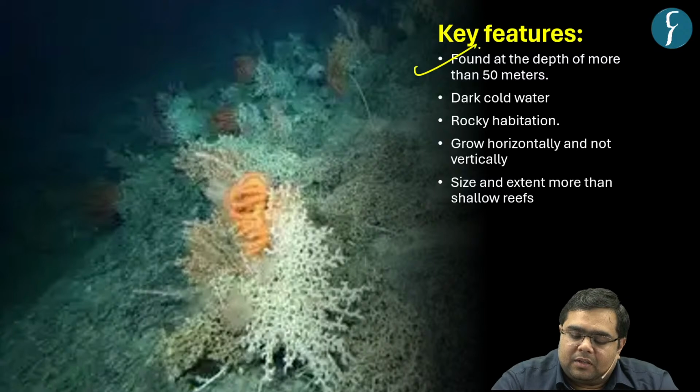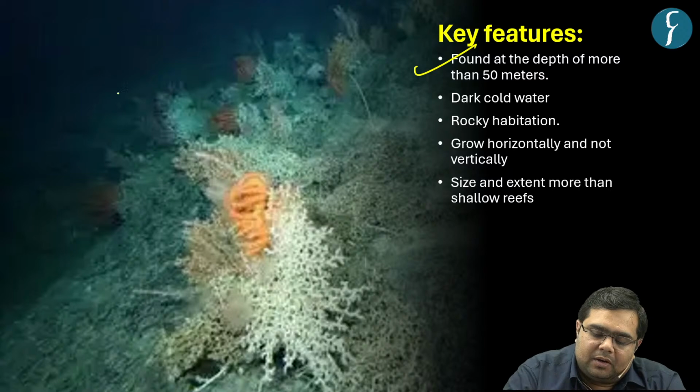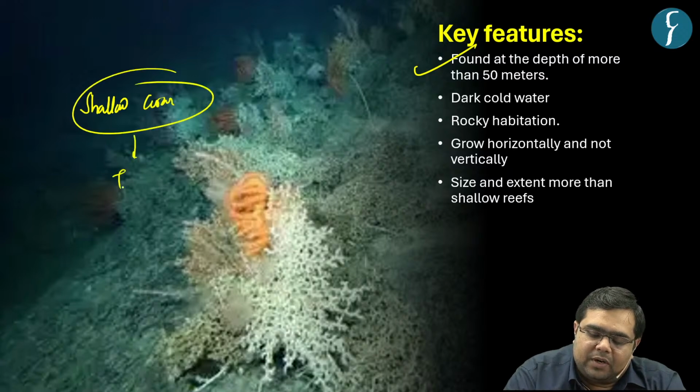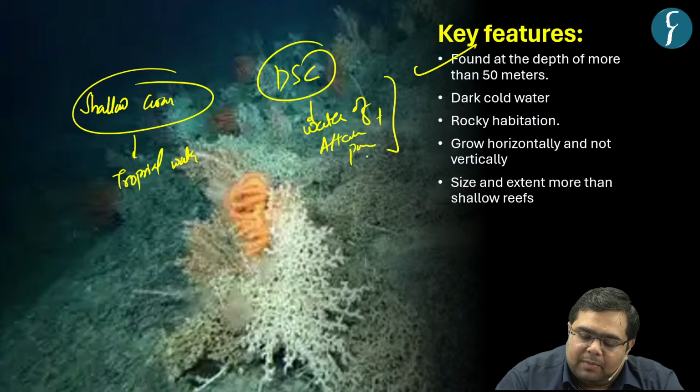These corals can be differentiated between two aspects, right? The shallow corals, these are generally found in tropical waters. Deep sea corals, which are found in the waters of Atlantic Ocean, Pacific Ocean above 60°.